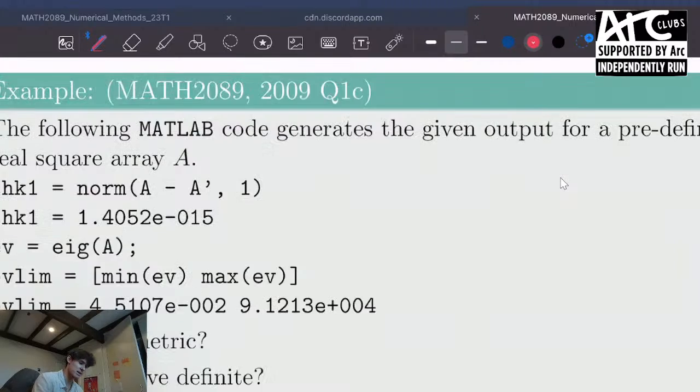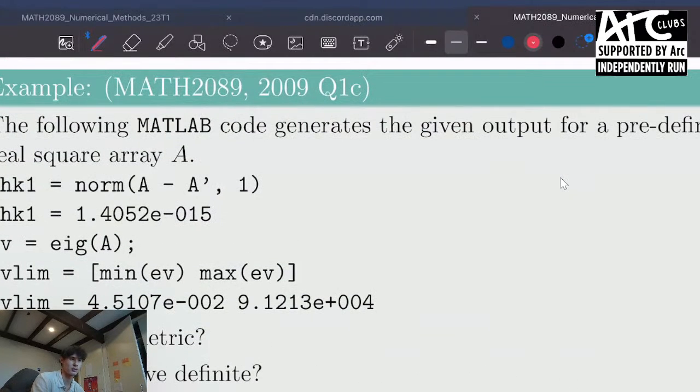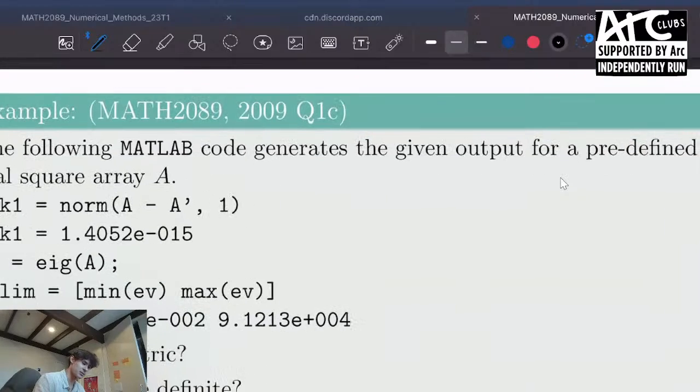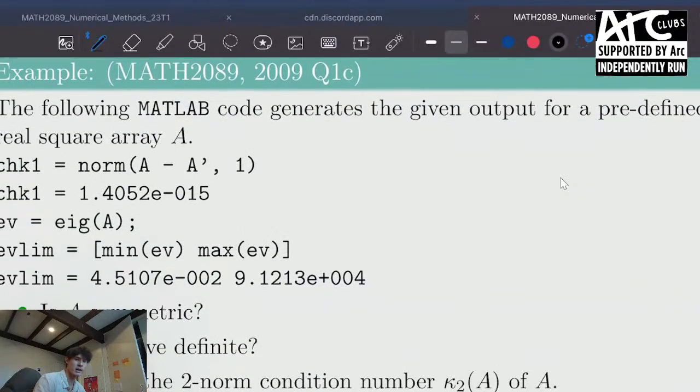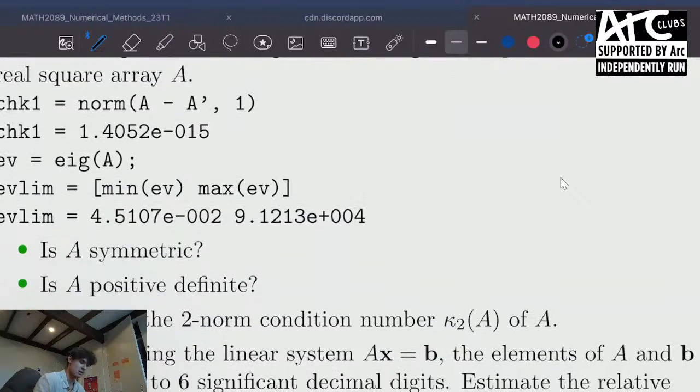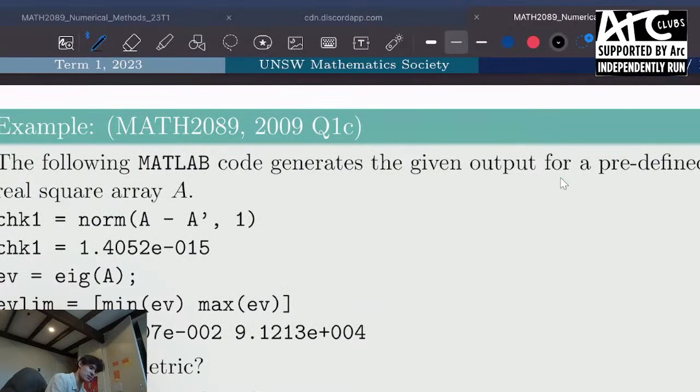So now let's look at an example of a question to see where we can put all of this into practice. This is from a past 2089 exam. Let's suppose we have some MATLAB code and we've got this output. So we have some matrix A and we have this output.